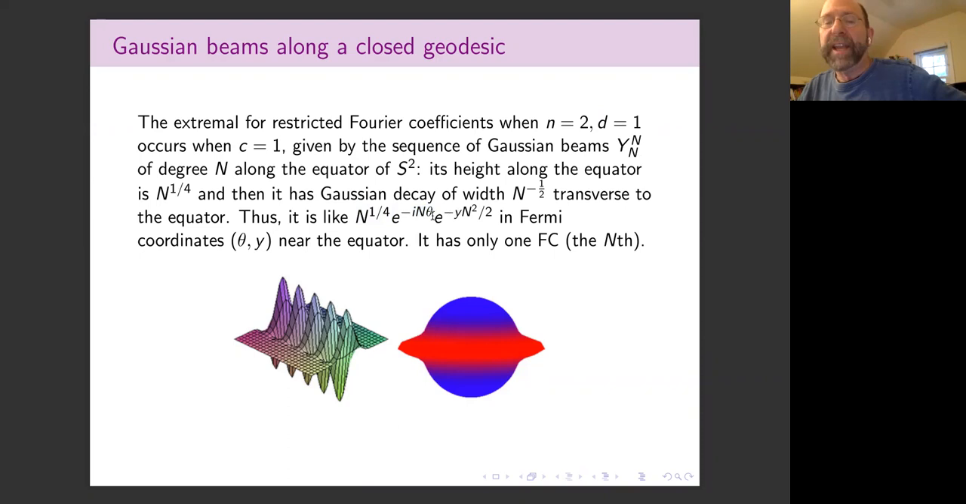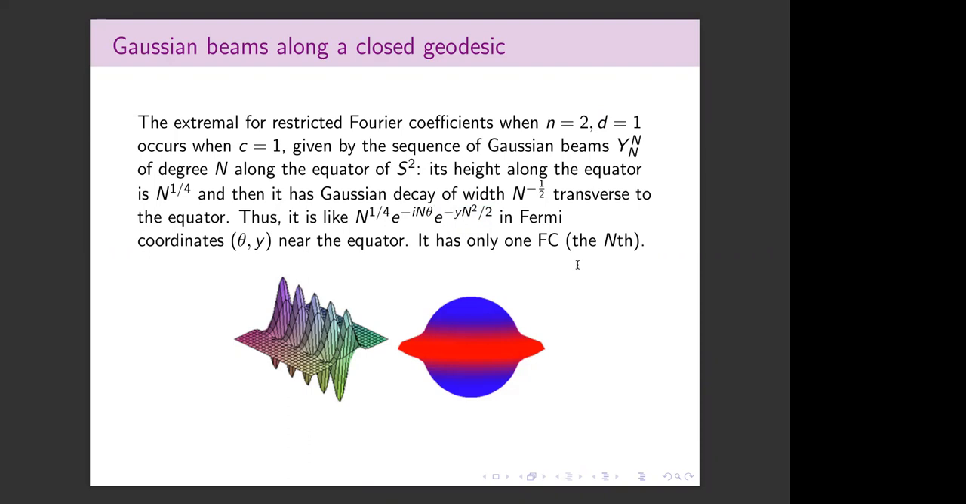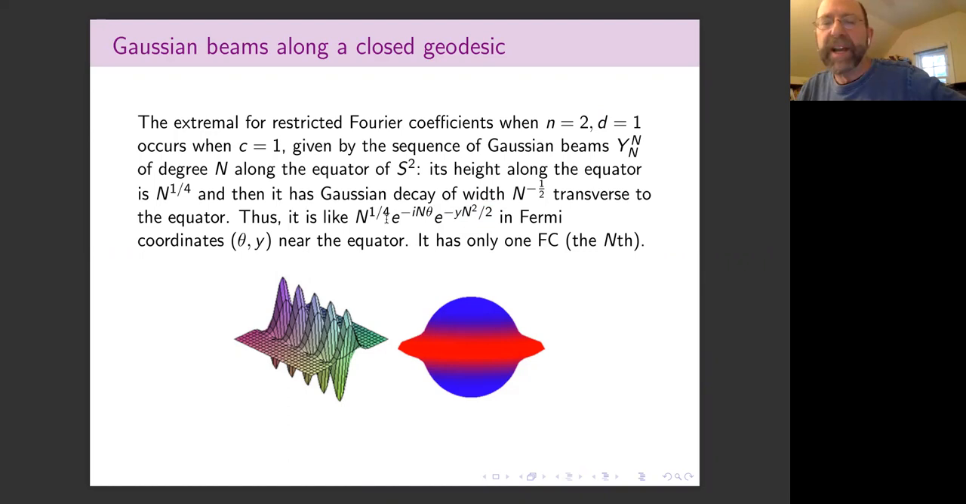So they look a bit like this equator here. This does not show the oscillations of a Gaussian beam along the equator; it just shows you Gaussian decay in the transverse direction. This picture over here shows you oscillations along the geodesic. Although these Gaussian beams are enormous along the geodesic in absolute value, if you integrate them, you get zero, because of the e to the i n theta. If you don't study Fourier coefficients, you will never see why they're large.